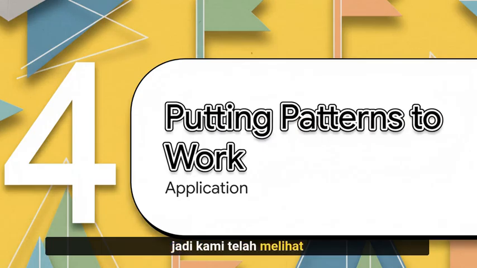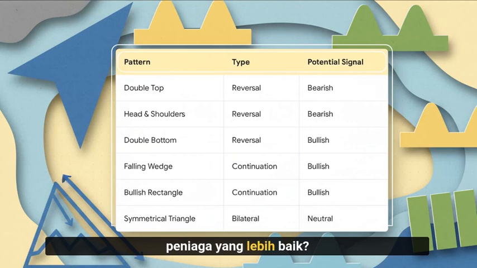Okay, so we've looked at all these shapes. We've learned how to describe them, but that's just theory, right? The real question is, how do we actually use this stuff? How do we take this knowledge and apply it to become better traders? So here's a quick cheat sheet for you. It covers the main patterns we talked about, plus a couple others, like the double bottom, which is just the flip side of the double top, a bullish signal.